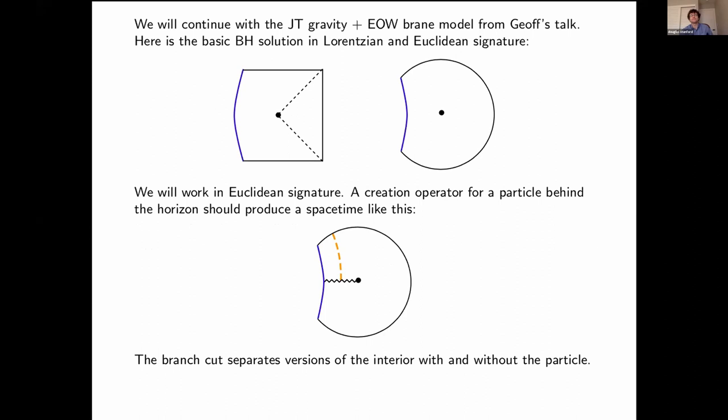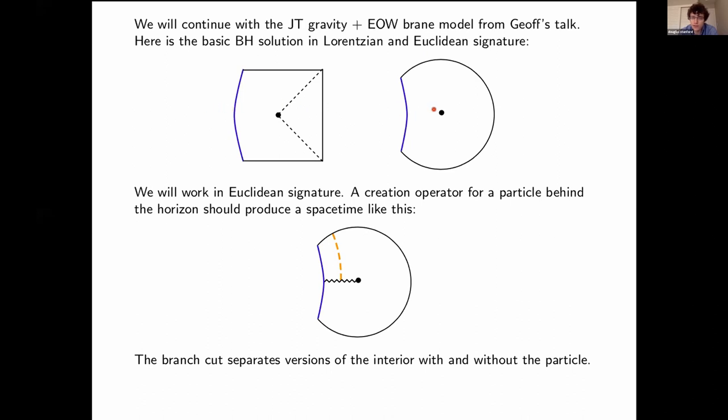I'm going to continue working in this very simple toy model that Jeff described. I'll remind you that here's the basic black hole solution in Lorentzian signature on the left and Euclidean signature on the right. The black dot here is the horizon. And we can think of a horizontal slice going through here as a spatial slice, which is common to both the Euclidean and Lorentzian geometries.